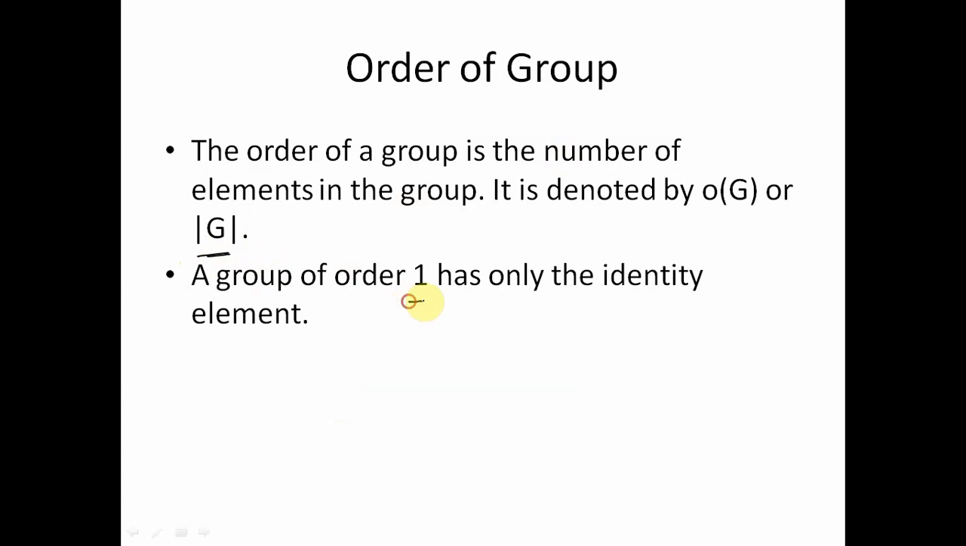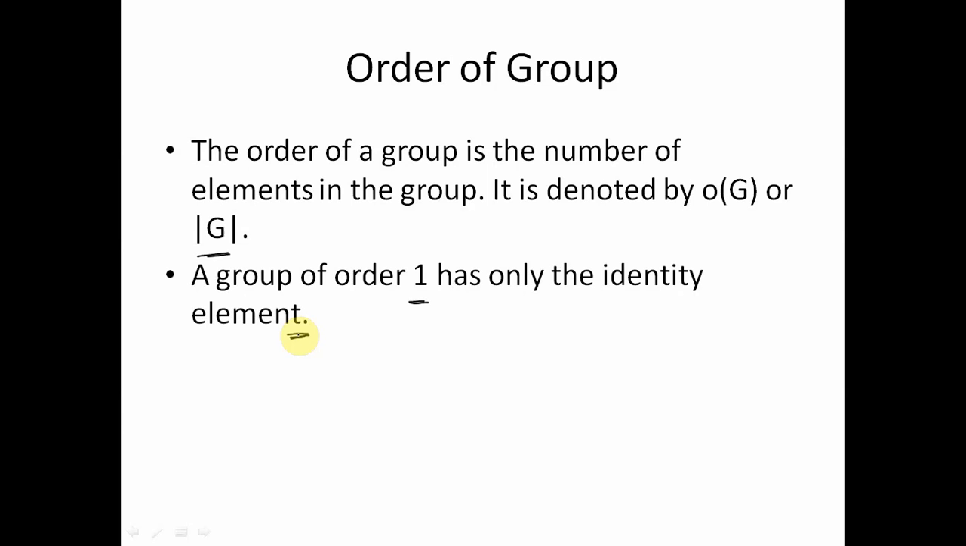A group of order 1 has only the identity element. You cannot have a group of order 0. Why? Because whenever I am talking about a group, I have been stressing upon the fact that the set that is making up the group should be a non-empty set. So if there is a single element in the group, that element will be the identity element. So this is what is the order of the group.